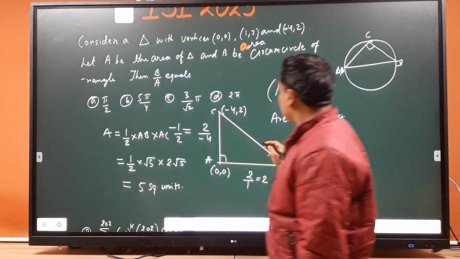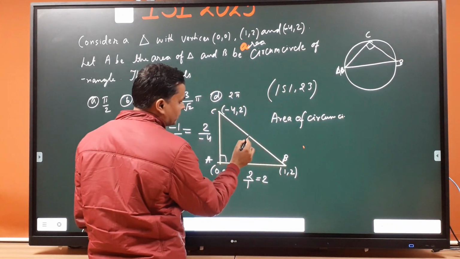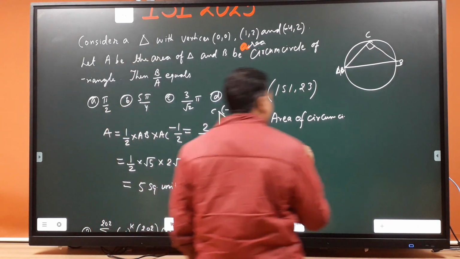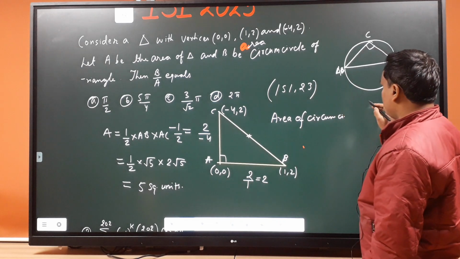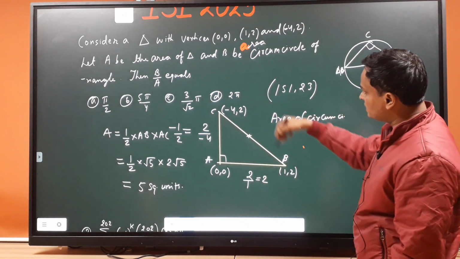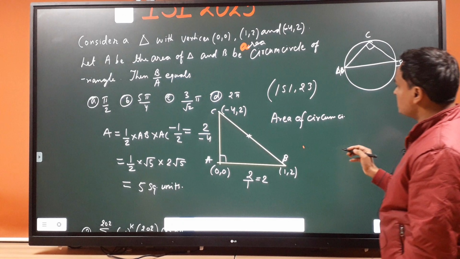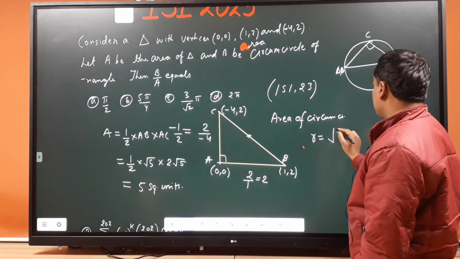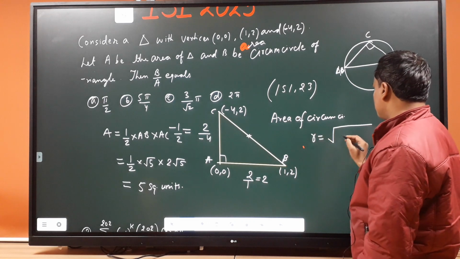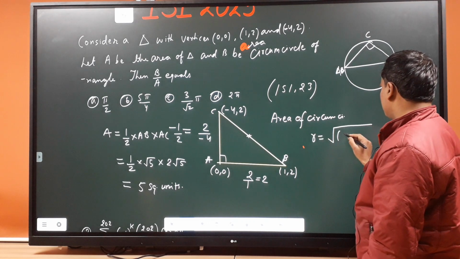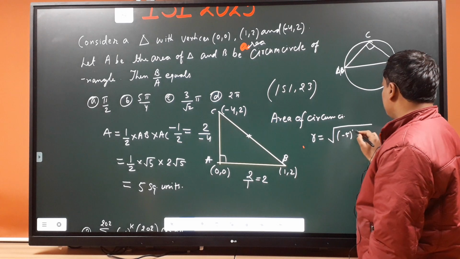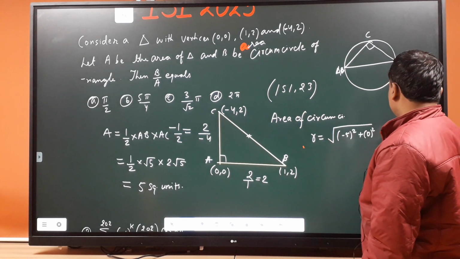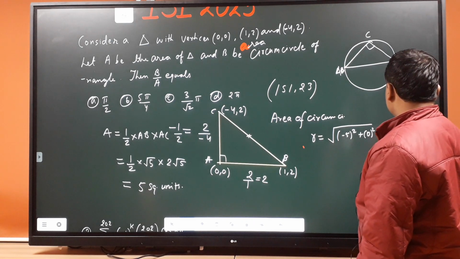The radius will be half of this particular line. So we can just find the distance and divide it by 2, that will be the radius. The distance of this is the square root of (minus 4 minus 1, that means minus 5) squared plus (2 minus 0) squared..., that is equal to 5 units.